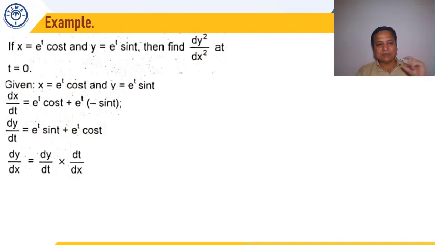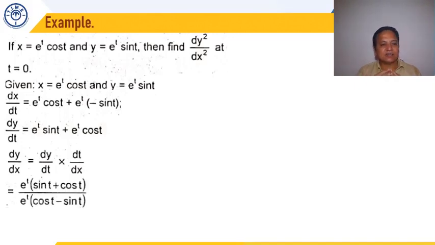Now can we say dy by dx is nothing but dy by dt into dt by dx. So we have to put the reverse of dx by dt. So dy by dx is equal to dy by dt, which is e to the power t into (sin t plus cos t), upon dx by dt. That means this can also be written as dy by dx is equal to dy by dt in the numerator upon dx by dt in the denominator.